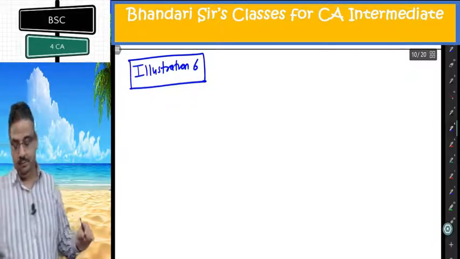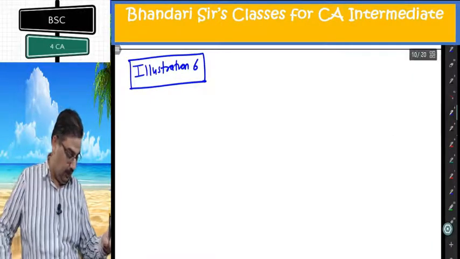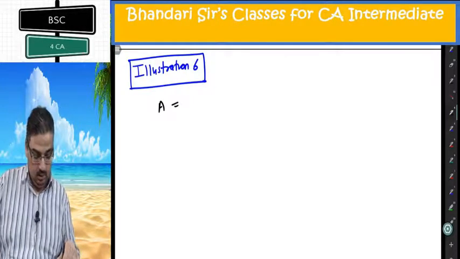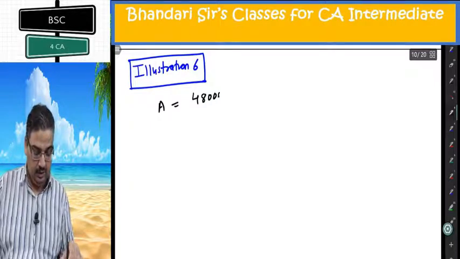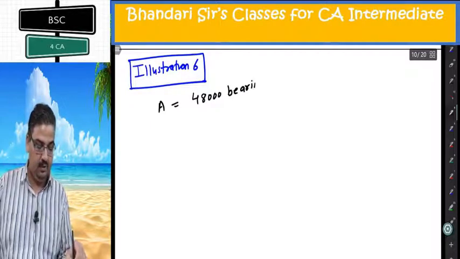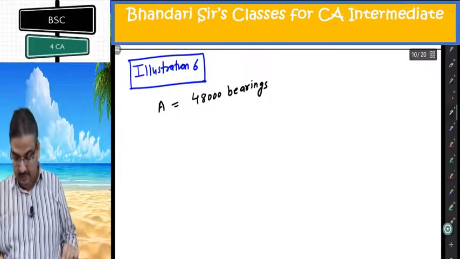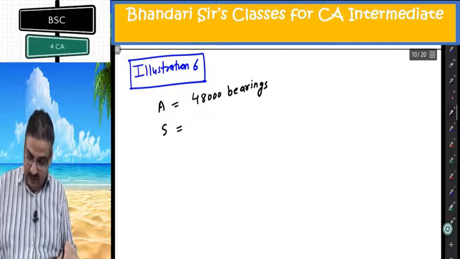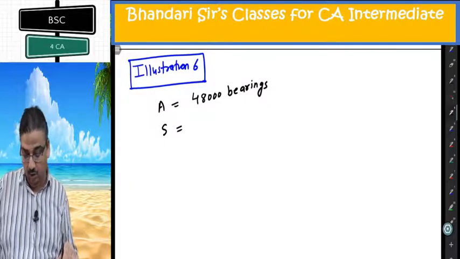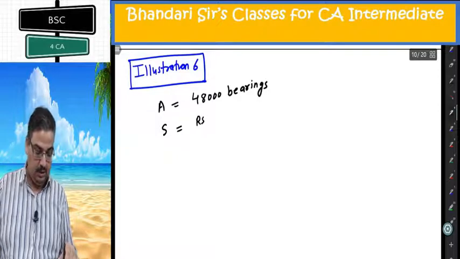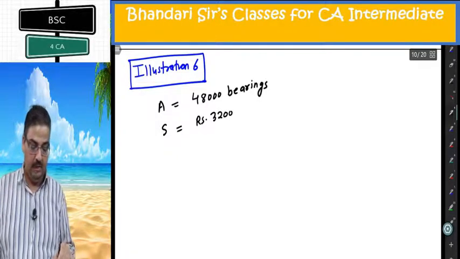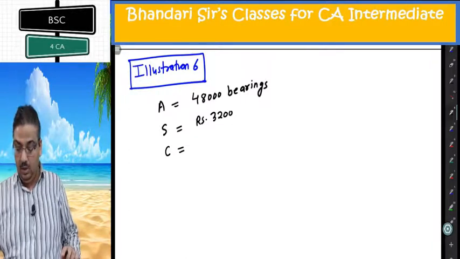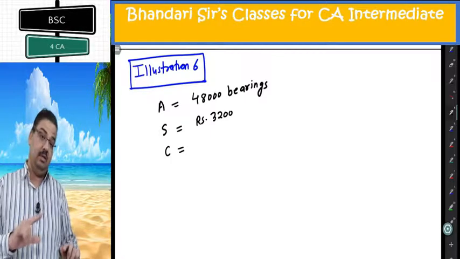Illustration 6. I need to first find the components. A is equal to annual production units, 48,000 bearings. Here unit of measurement is bearings. Then S, setup cost for one run, per run written there rupees 3,200. Last line of first paragraph. C is equal to carrying cost per unit annual. He says per bearing per month.